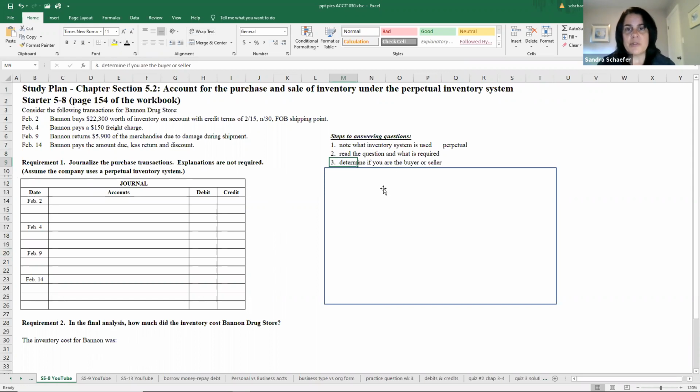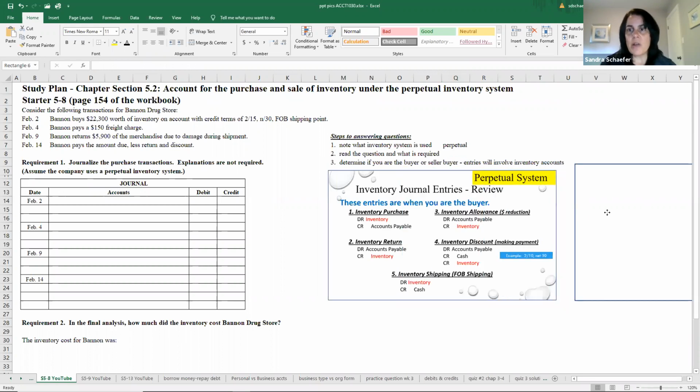The third step is to determine if you are the buyer or the seller. Again, it makes a difference as to the type of journal entries that you're recording. So that's a very important step to note. Am I the buyer recording transactions, or am I the seller? In this case, Bannon Drugstore is the buyer because Bannon is purchasing inventory. So Bannon Drugstore is the buyer. That means that these entries will involve a number of inventory accounts.